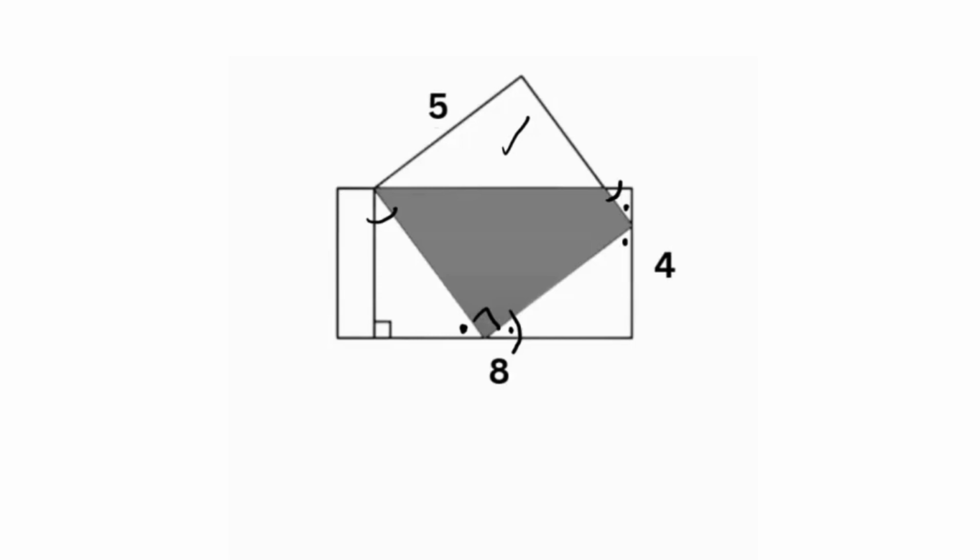We have vertical angles, so those two are congruent. Since we have the right angle in all those triangles, we have similar triangles. So all four of those right triangles are similar.